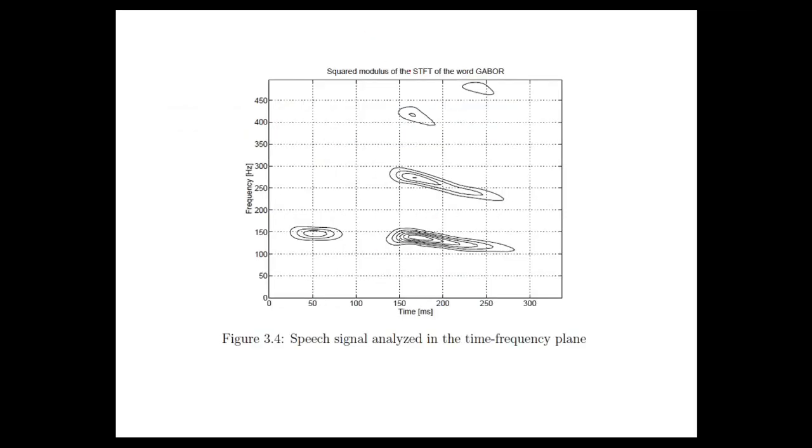So these are the STFT of the word Gabor. When you speak Gabor, its STFT is the spectrum. If you see, you have a mean time, mean frequency, and then there are spreads. So at different times, different frequency components are there, and it is quite visible from here.